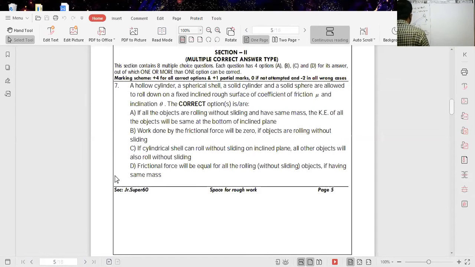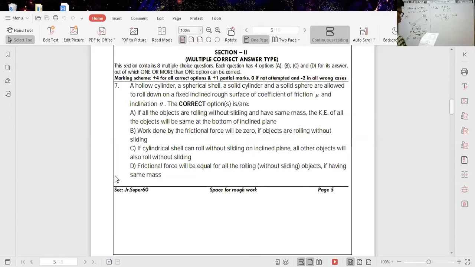Actually, for a body to roll without slipping on a rough inclined plane, the coefficient of friction must be greater than or equal to tan theta by 1 plus mr square by capital I. So mu minimum is greater than or equal to tan theta by 1 plus mr square by mk square, which becomes r square by k square, since I is equal to mk square. Okay, this is the general formula.